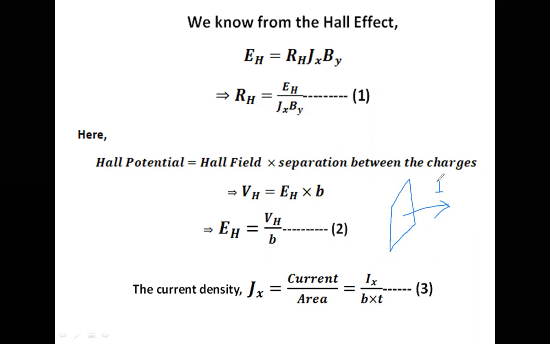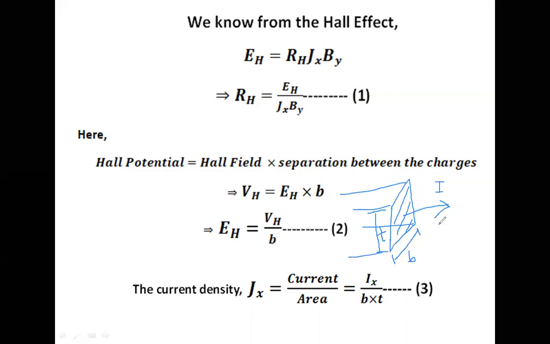This is I current, and we have considered from here to here as B and from here to here as T. That means if you take area, this is nothing but total area. So this area is given by B into T. This is nothing but the cross sectional area through which current is actually flowing. This is actually our semiconductor block that we have considered.